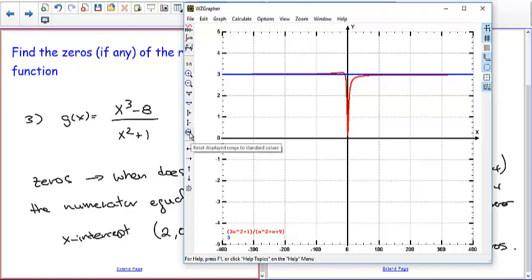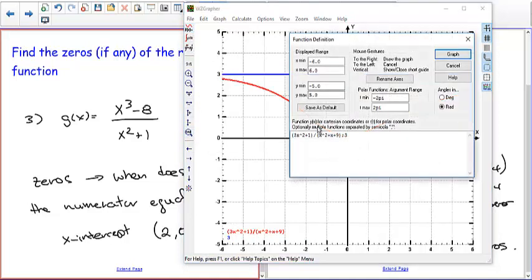So let's put standard zoom here, and we'll get rid of the old stuff. We put x cubed minus 8 in parentheses divided by, in parentheses, x squared plus 1. Now I have to put it in parentheses, even though over here they're not in parentheses, to show that the entire x cubed minus 8 is in the numerator and x squared plus 1 is in the denominator. Here it's obvious because of the way I've written it.